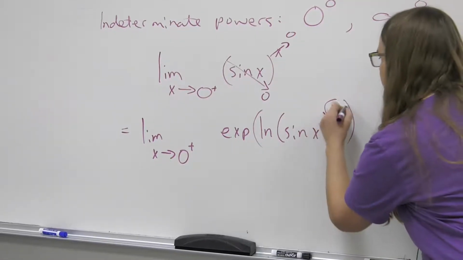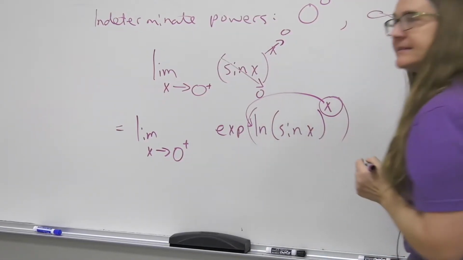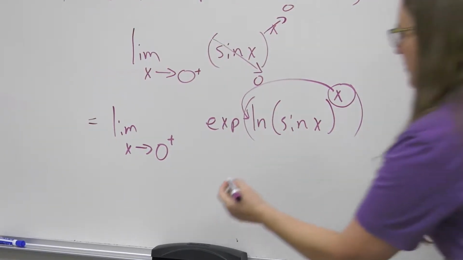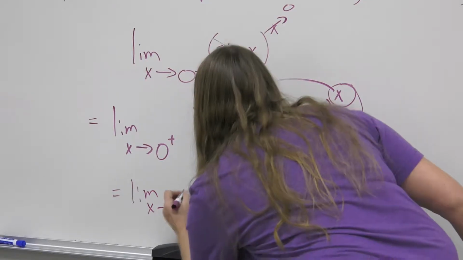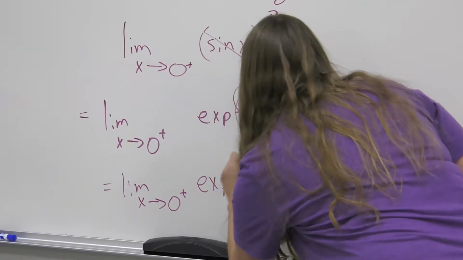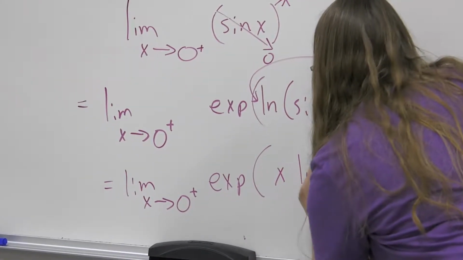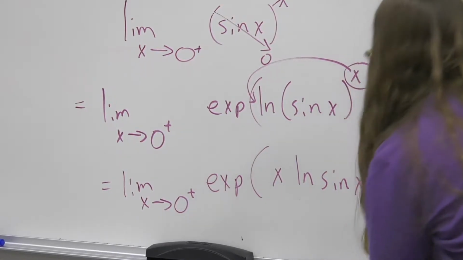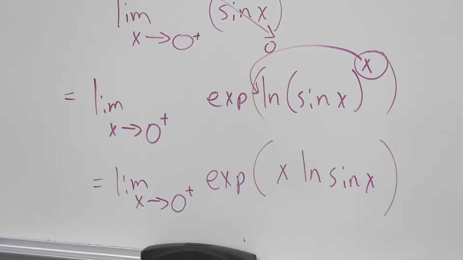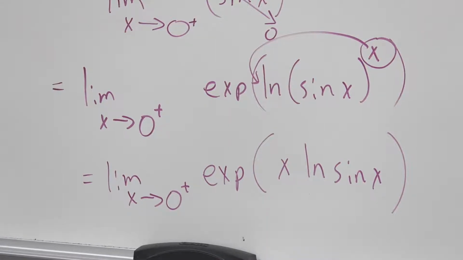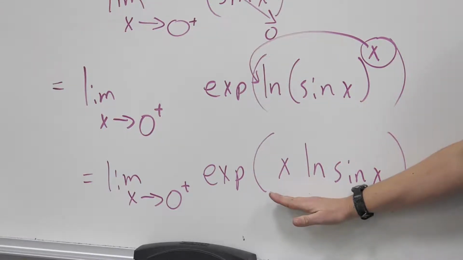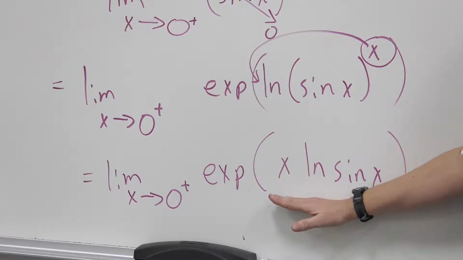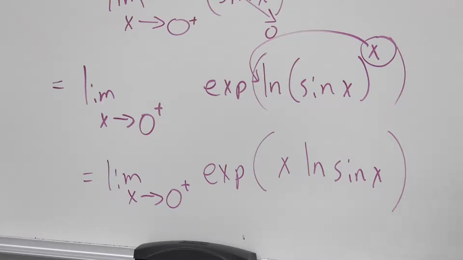But now I can use rules of logs to bring that x down in front. So I can say this is the limit as x goes to 0 from the positive side of exp of x times the natural log of sine of x. So I've got this product now, right here. And if we've done things right, this should be an indeterminate product. One factor should be going to 0. One factor should be going to plus or minus infinity. Let's check.